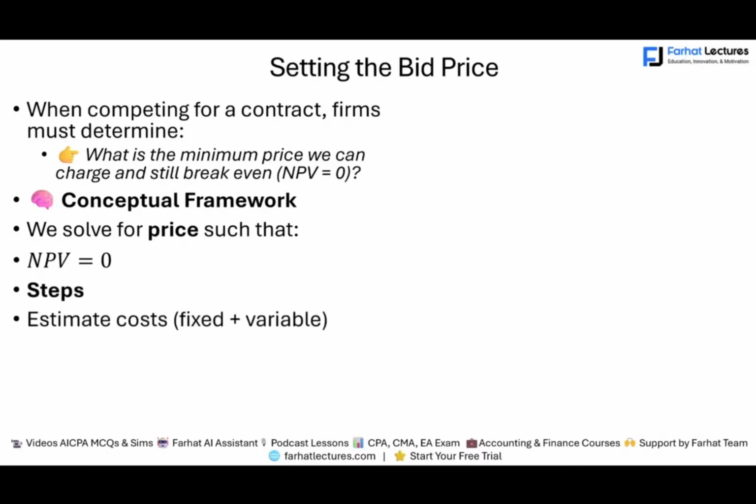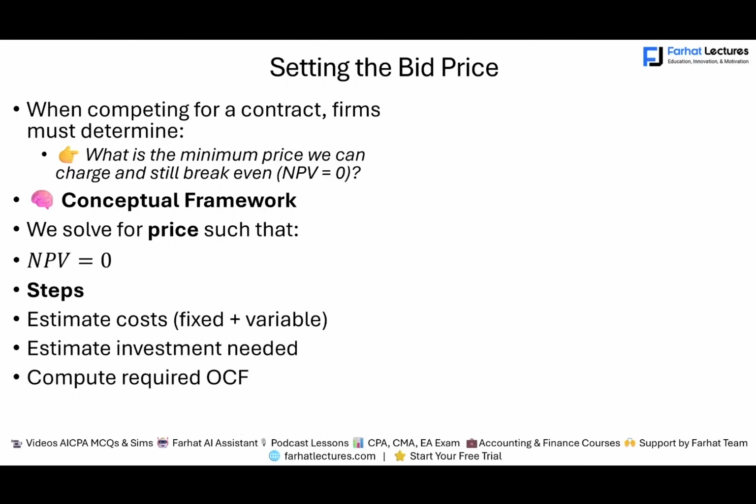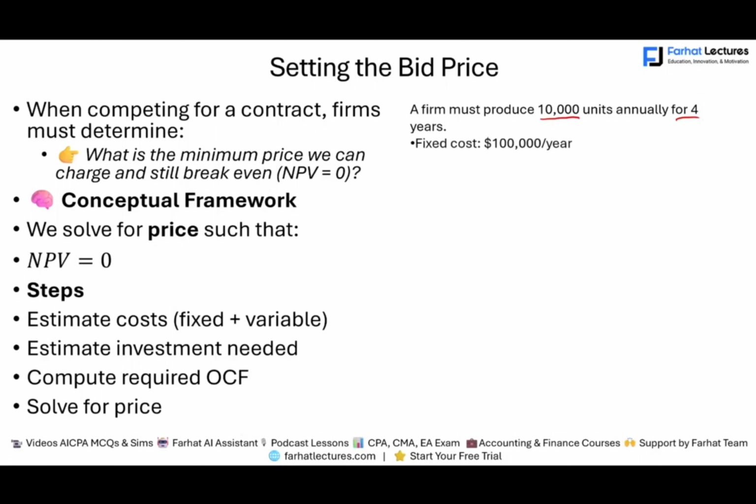So how do we do that? Well, we estimate cost. Some of it will be fixed, some of it will be variable. Estimate the investment needed, compute the required operating cash flow, and solve for the price. So let's assume a firm must produce 10,000 units annually for 4 years. The fixed cost is $100,000 per year. The variable cost is $5 per unit. The initial investment is $200,000. And our discount or hurdle rate is 10%.